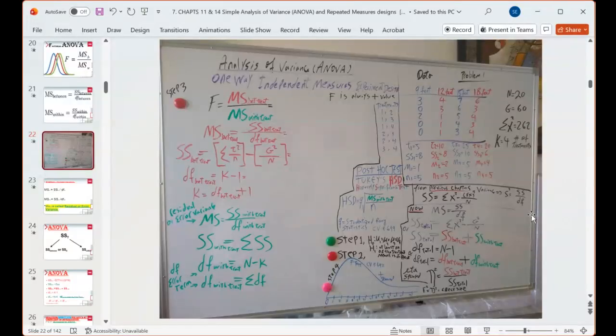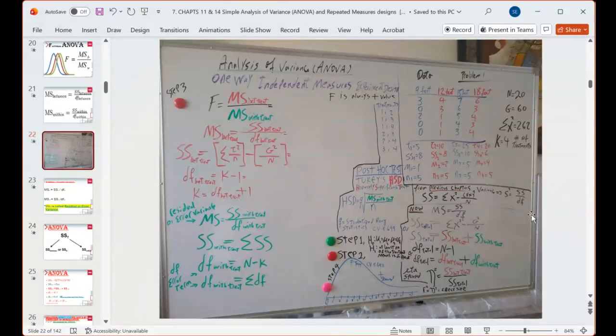Or the DF within total is the sum of the DFs. They're both the same, DF within or DF within total. Two things you need to know when you're dealing with DF within, or actually MS within: you need to calculate the DF within and also calculate the MS within. Well, MS within is called residual.